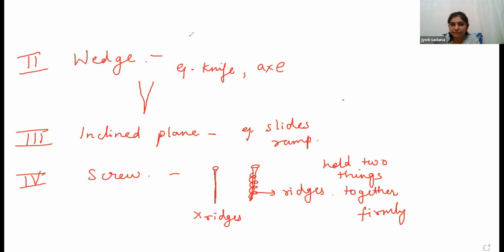Any doubt till here? Anyone? So we have completed the lever, the wedge, the inclined plane, and the screw. Now we are moving to the next one, that is the pulley.